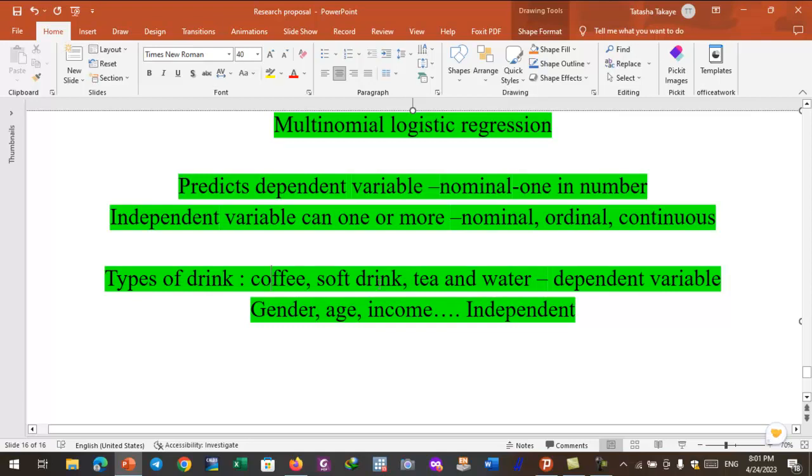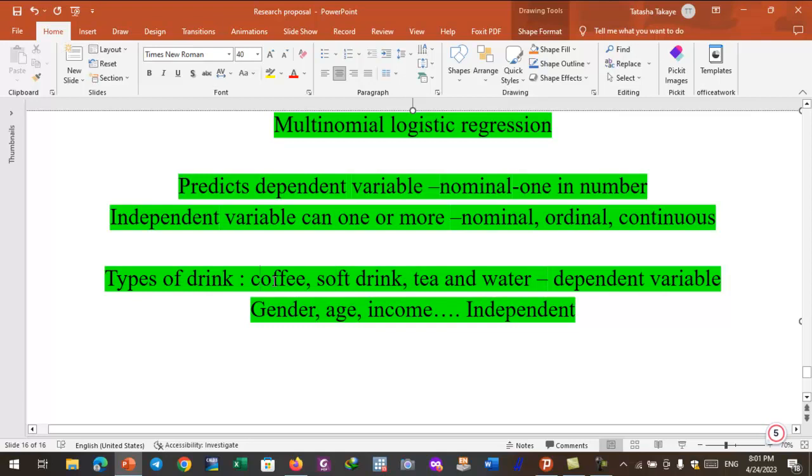Then they cannot be measured like that, and they cannot be ordered. It doesn't mean that coffee is greater than soft drink, or soft drink is greater than tea, or tea is less than water, or water is greater than tea. Not like that. They are just nominal. There is no comparison of less than or greater than here. Therefore, it is just representative.